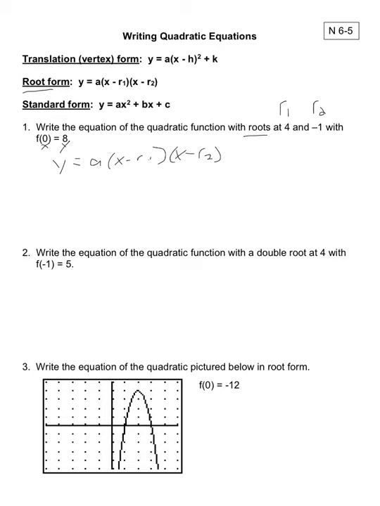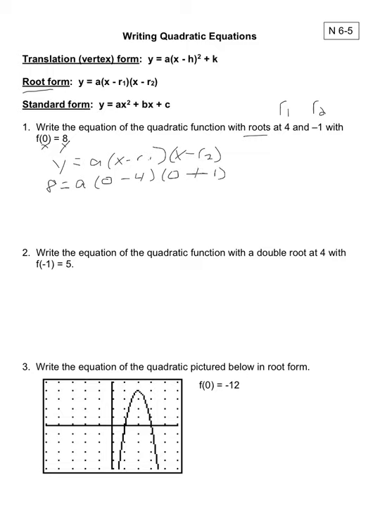I can plug them in and solve for my unknown. So I do know my y. Y is 8 equals a, parentheses. I do know my x. It is 0 minus r1, which is 4. And again, x is 0 minus r2, which is a negative 1. A minus makes a plus.